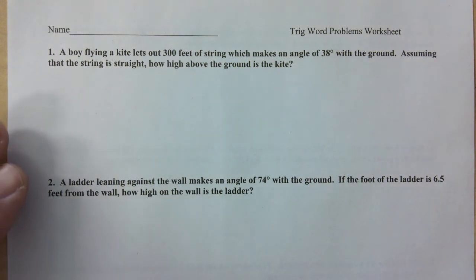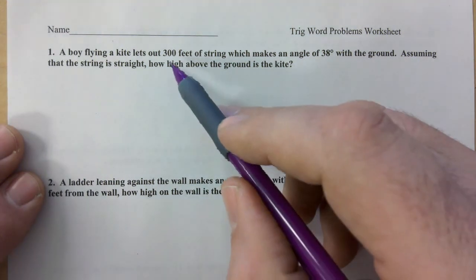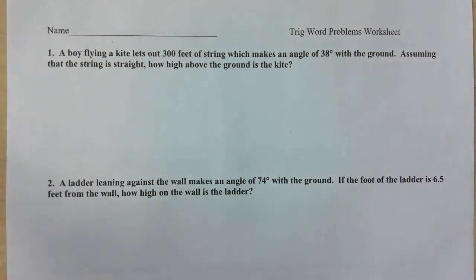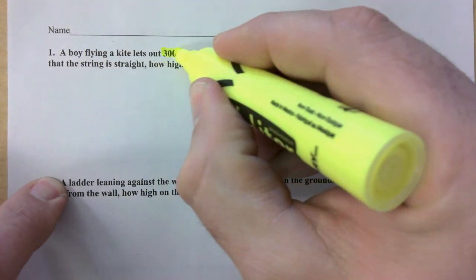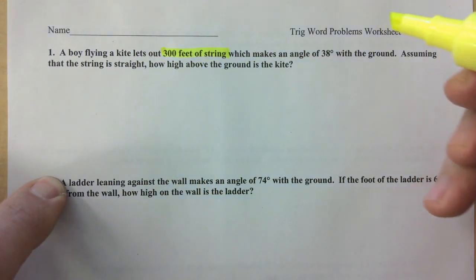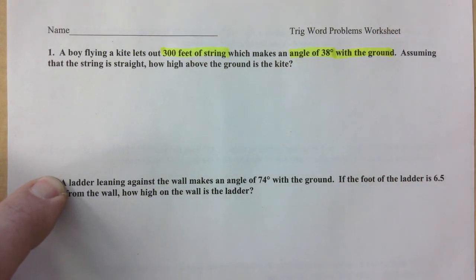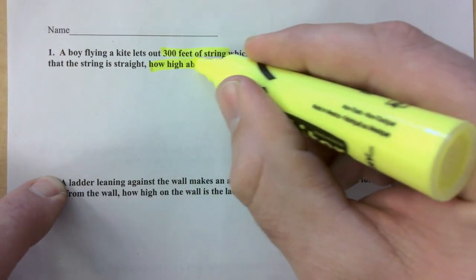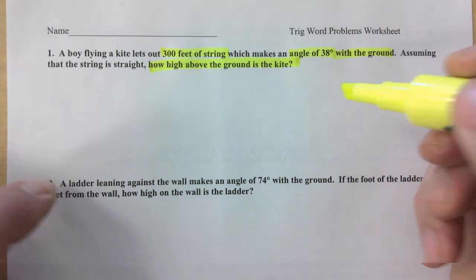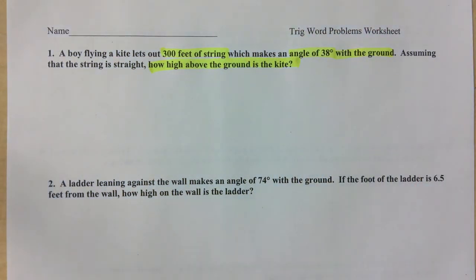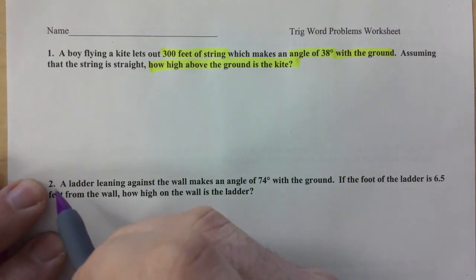Question number 1. A boy is flying a kite and lets out 300 feet of string. So I'm going to highlight the important pieces here, right? 300 feet of string makes an angle of 38 with the ground. That's always important if they tell you where it's going to be located. Assuming that the string is straight, because it could be curved or whatever. How high above the ground is the kite? That's the question they're asking. So they give you a side and an angle, and they're asking for another side. So it should be fairly simple to set up.